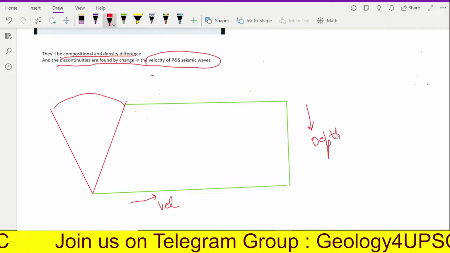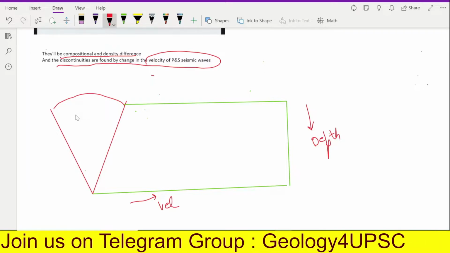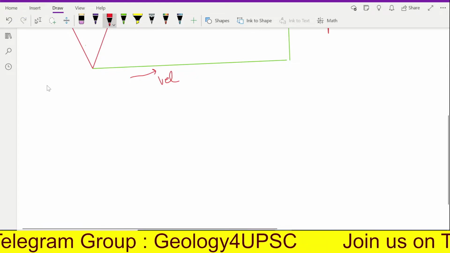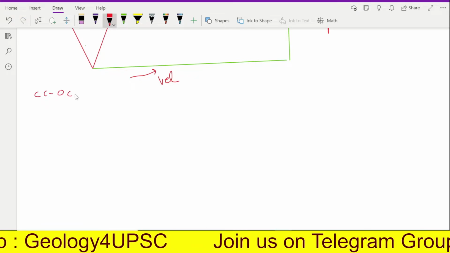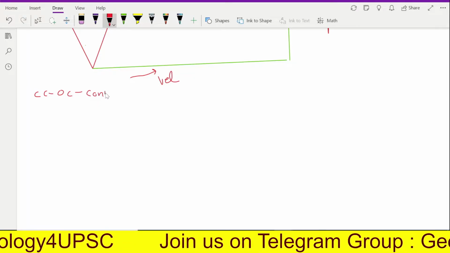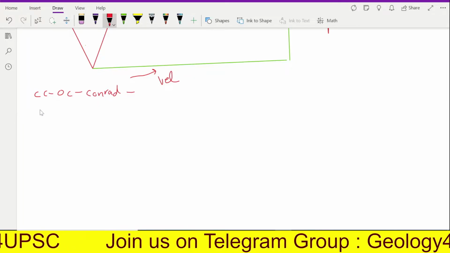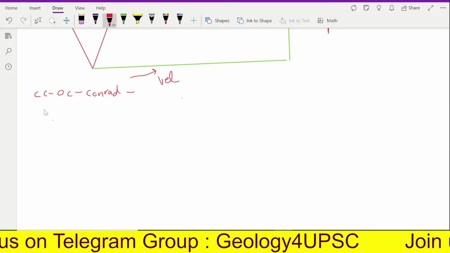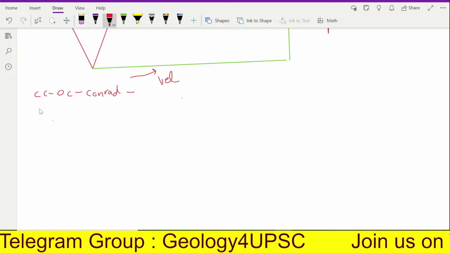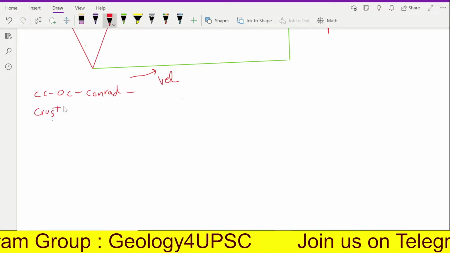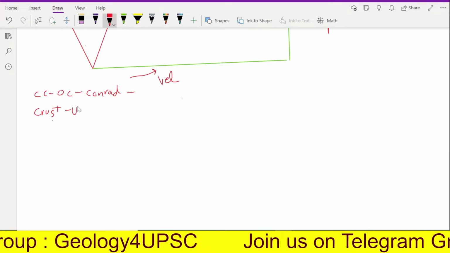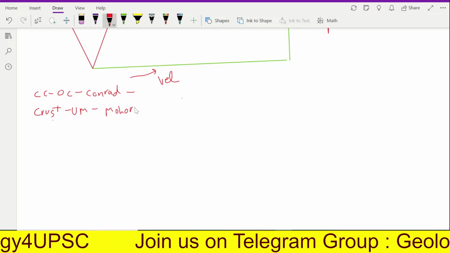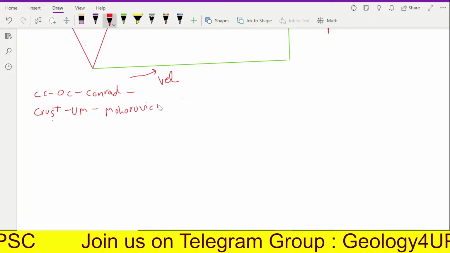Okay, so what are the major five boundaries? First of all, the first boundary is between the continental crust and oceanic crust, which is called Conrad. Then we have the boundary separating the crust from the upper mantle, the Mohorovičić boundary.